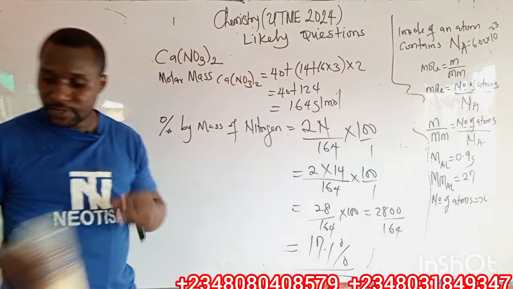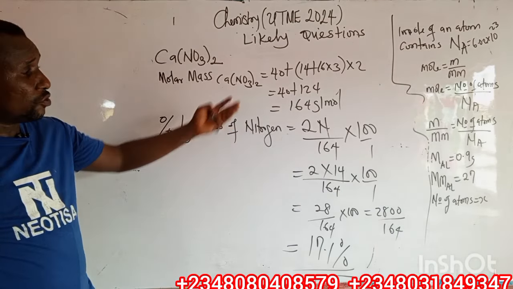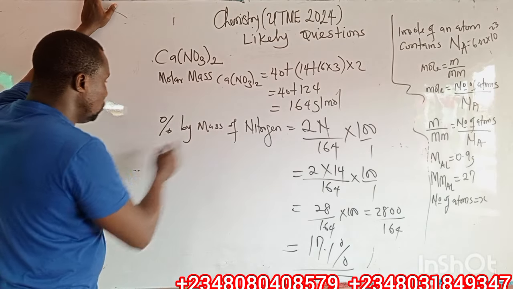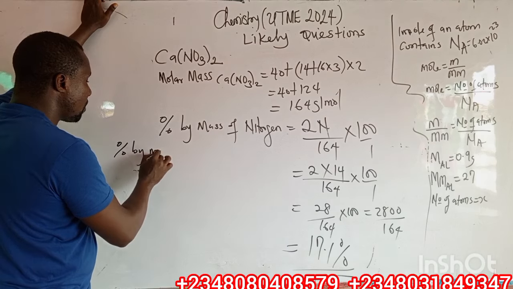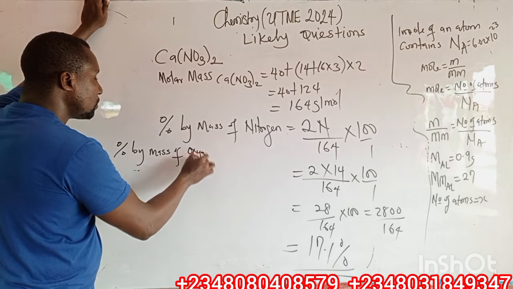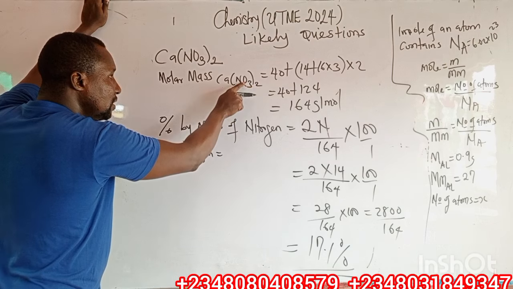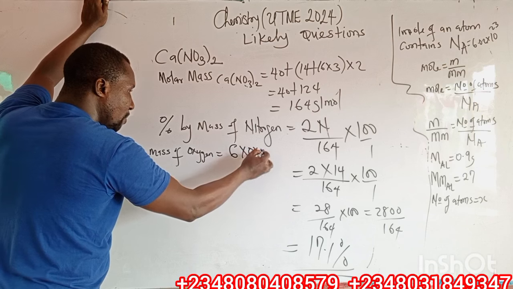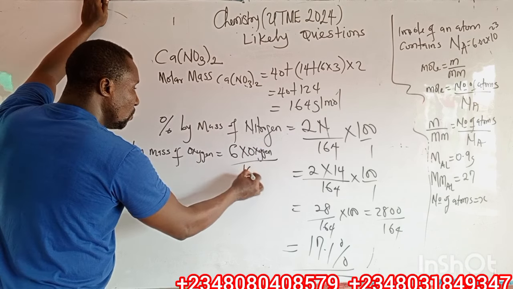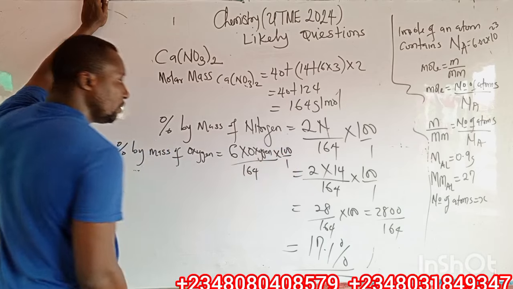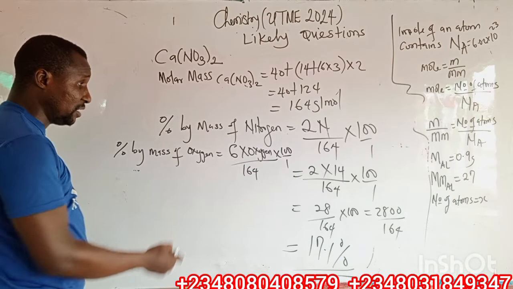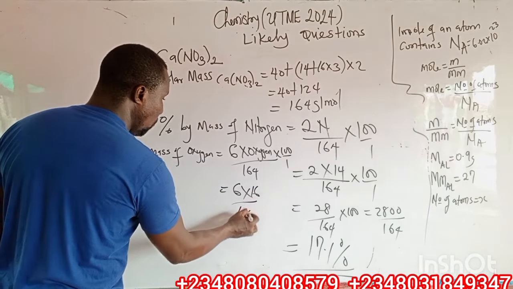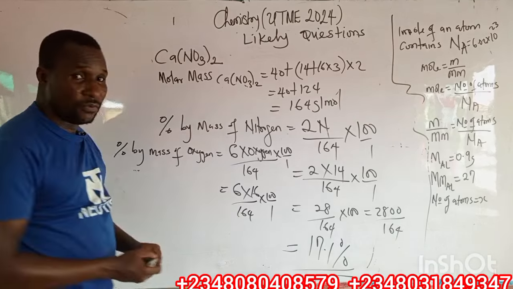Option B. Take note, they can ask you to calculate the percentage by mass of oxygen. If the question says calculate percentage by mass of oxygen, what will you do? Percentage by mass of oxygen: how many oxygen do we have? This is 3 inside, 3 times 2, 6. That means 6 times the mass number of oxygen over the molar mass of the compound, 164, times 100 over 1. So it is 6 times 16 over 164 times 100 over 1. Take note of that.